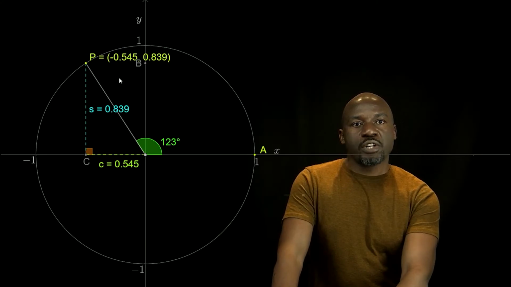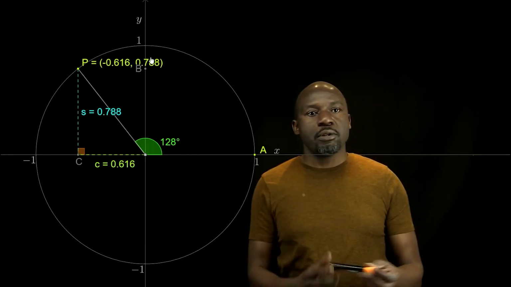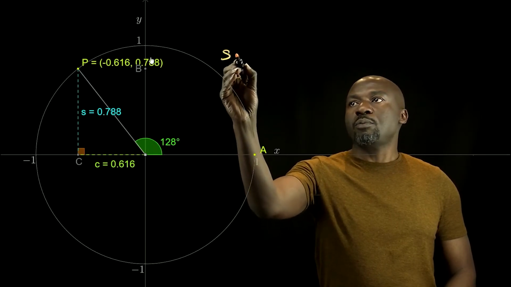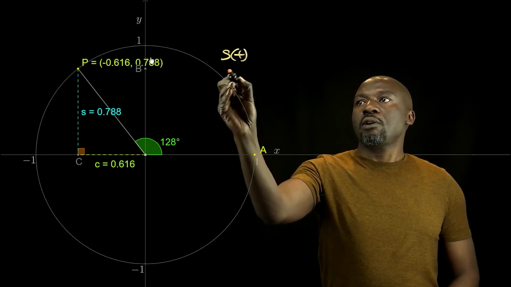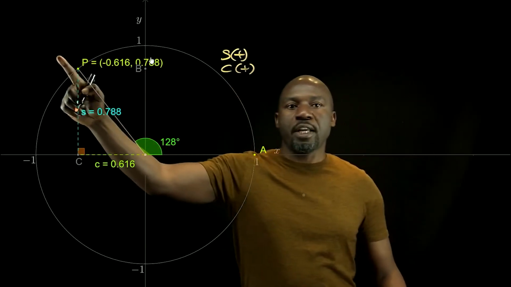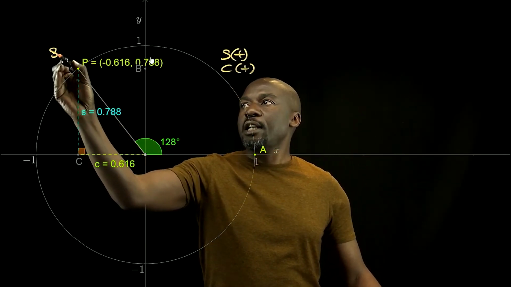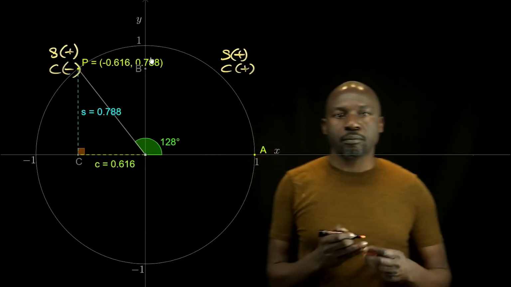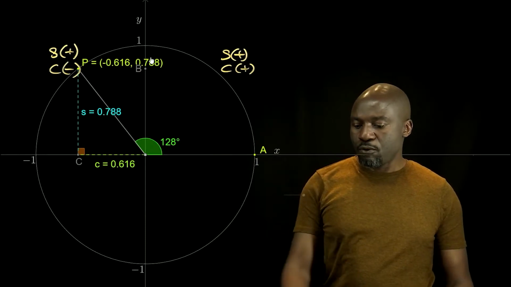So in the second quadrant, we can see the cosine is now negative. The sine is still positive, all right? So we can conclude that in this first quadrant, sine is positive, cosine is also positive, but as soon as we get here, sine is still positive and cosine is now negative. Right? We can move on.